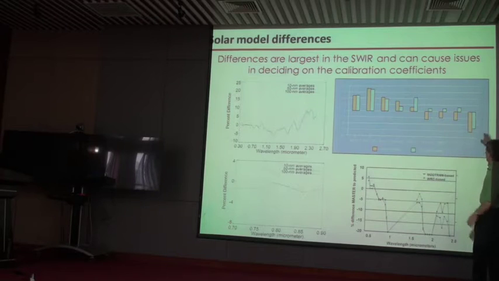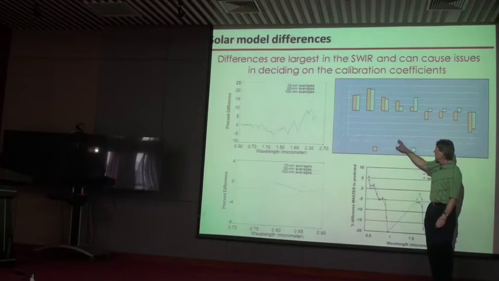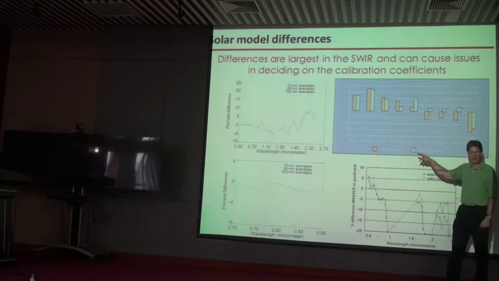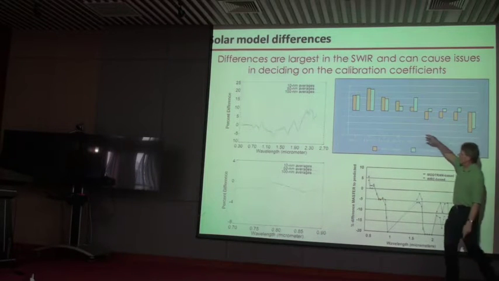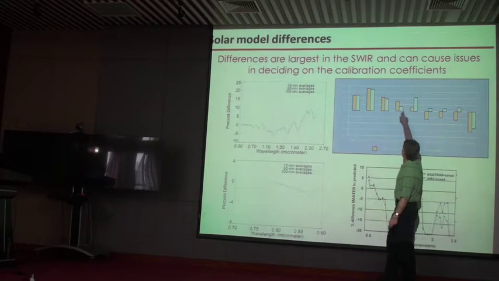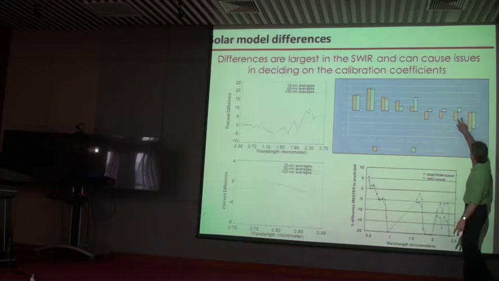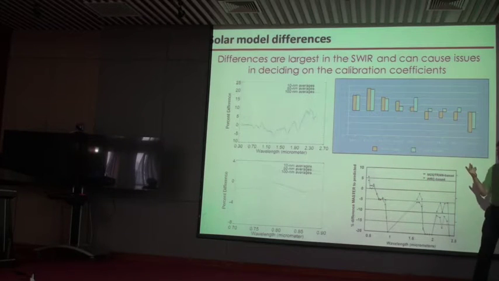ASTER bands 1 through 9: green, red, near infrared, 1.6. Tell how long it's been, and then several other bands in the shortwave infrared, and 0% is right here. And this is the percent difference in each of these bands relative to the reflectance base. And each of the different boxes again are the two different solar models, a WRC model and a MODTRAN-based model.